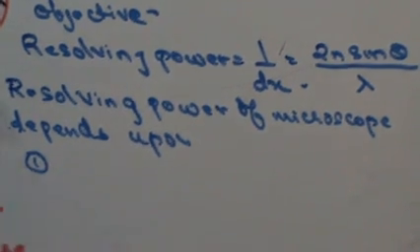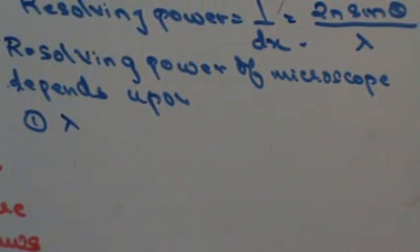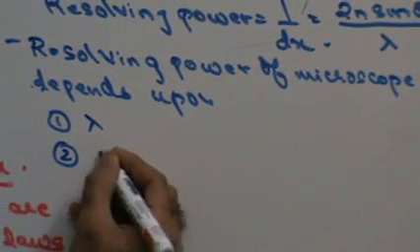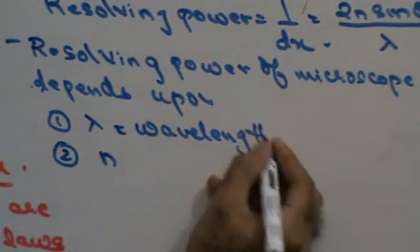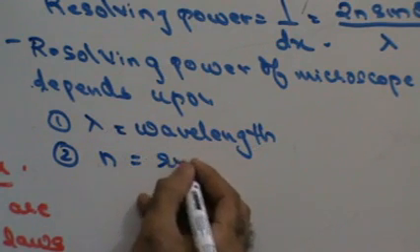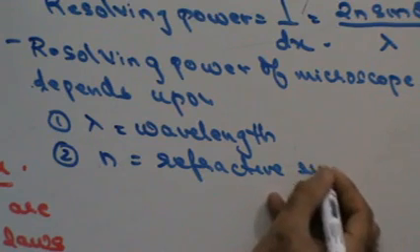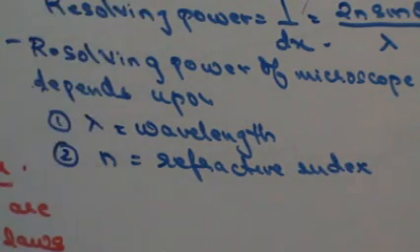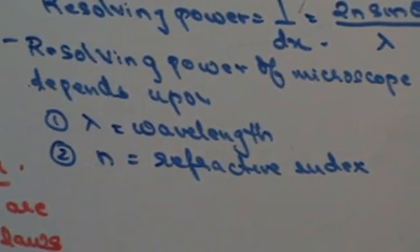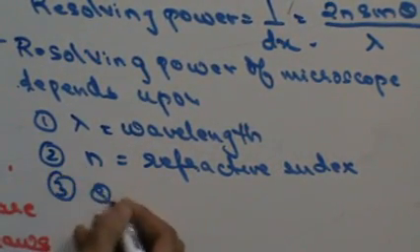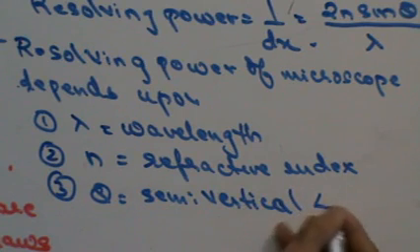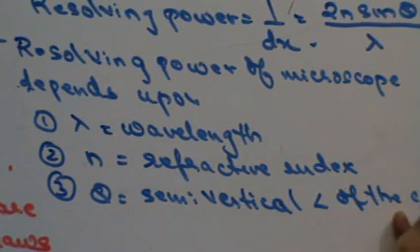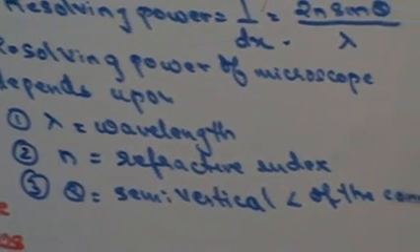One, it depends upon the wavelength of light, right? Second, it depends upon the refractive index n. And third, it depends upon the semi-vertical angle of the cone, theta. Right? These are the factors on which it depends.